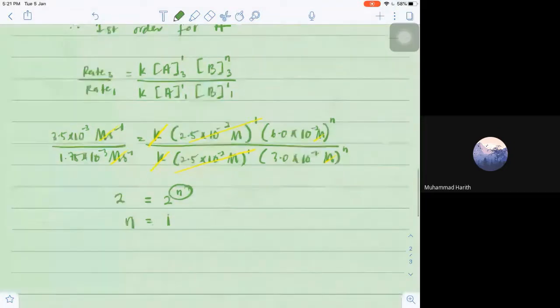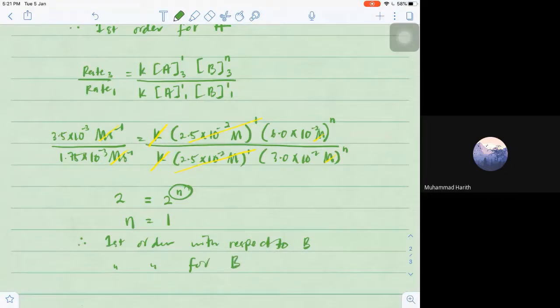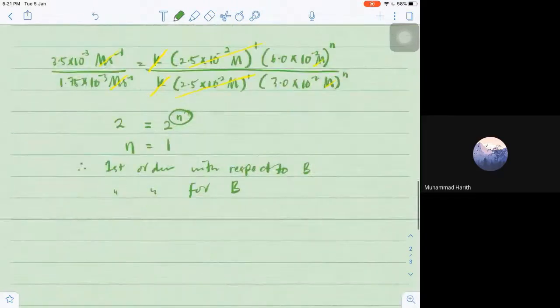It is compulsory. So it is first order with respect to B, or it is first order for B. Either is fine, but the conclusion is compulsory. So when you have the values of N and M, then you can rewrite your rate law. It is rate equal to K, A power of 1, B power of 1.